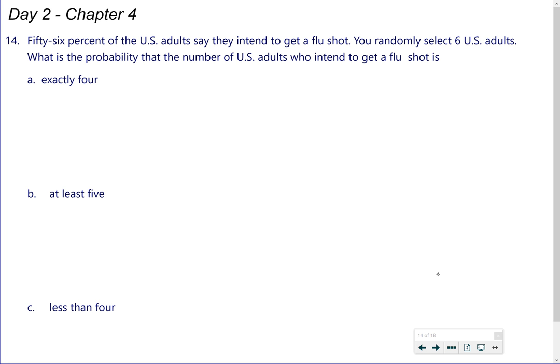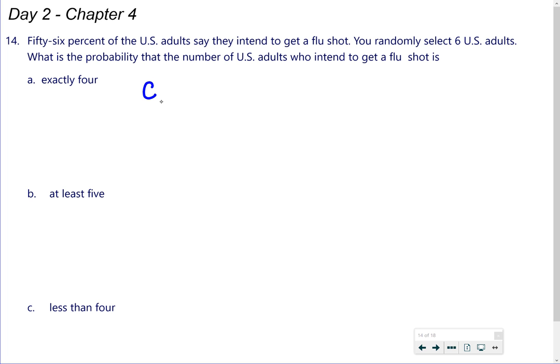All right, so number 14 says 56% of the U.S. adults say they intend to get a flu shot. You randomly select 6 adults. What is the probability that the number of U.S. adults who intend to get a flu shot is exactly 4? Okay, so this is the binomial theorem that we practiced.